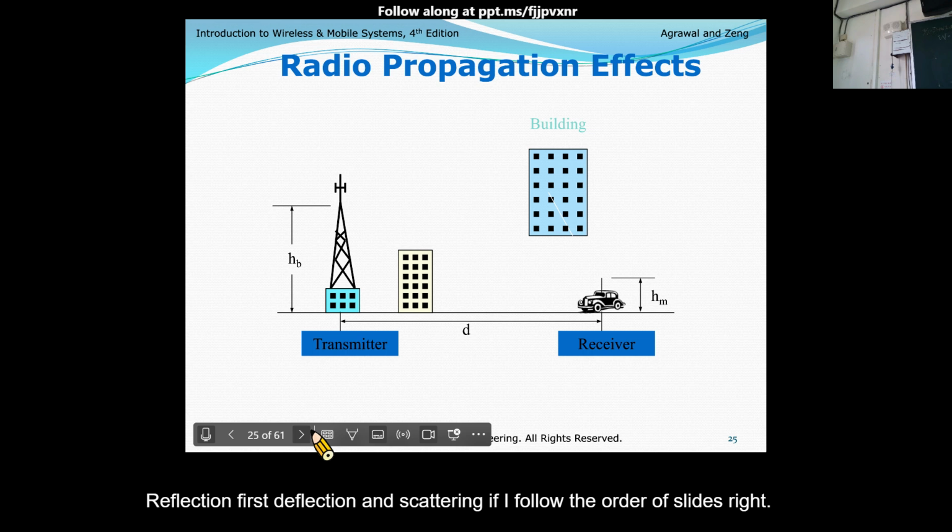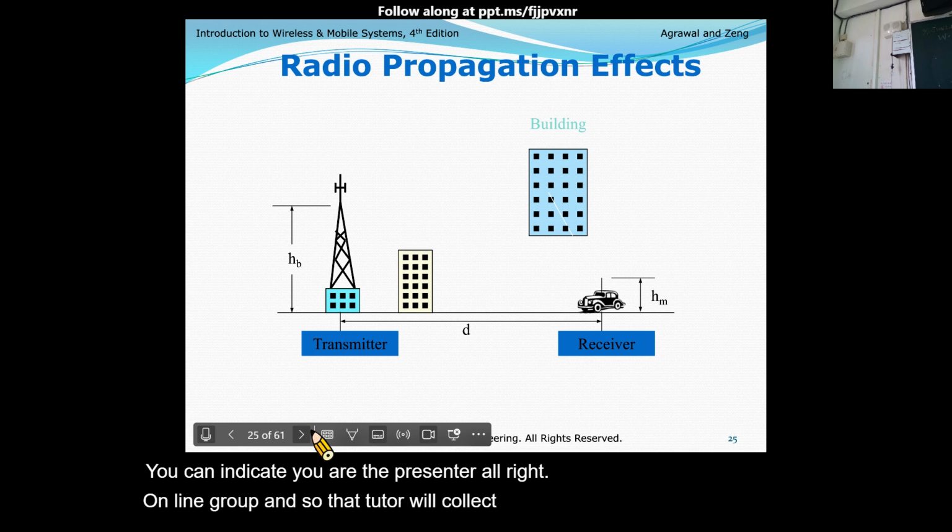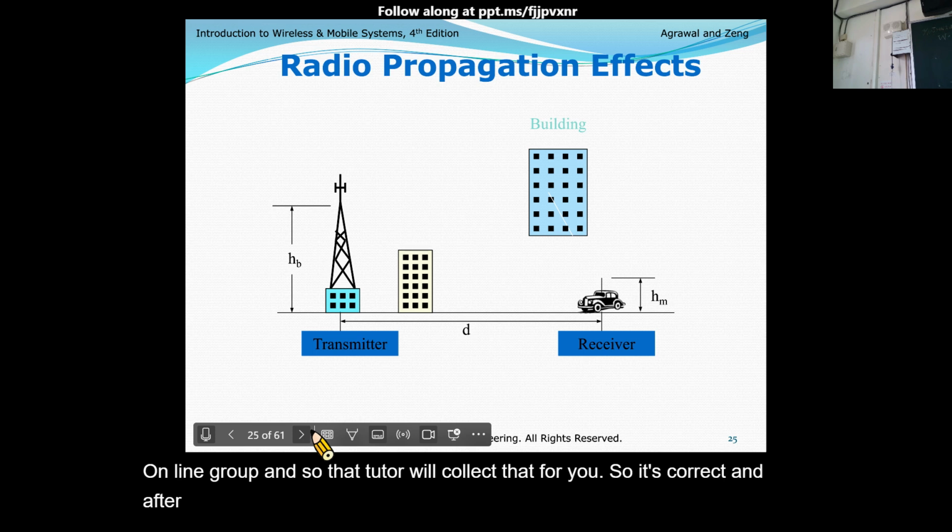Okay, so you can indicate you are the presenter on the online group, and the tutor will collect that for you. So it's clear, and after finishing that one, propagation mechanism, and right now, the effects.